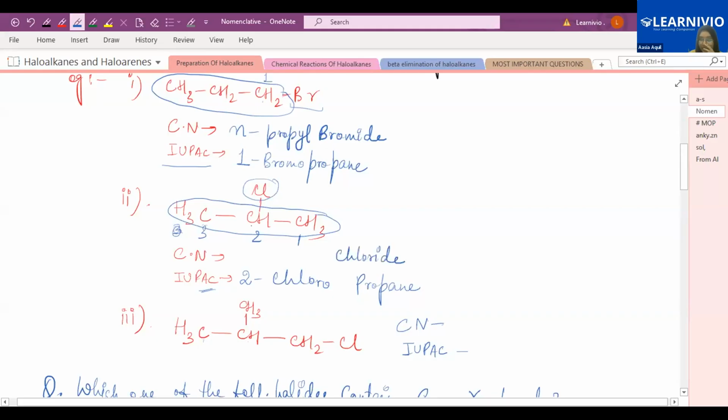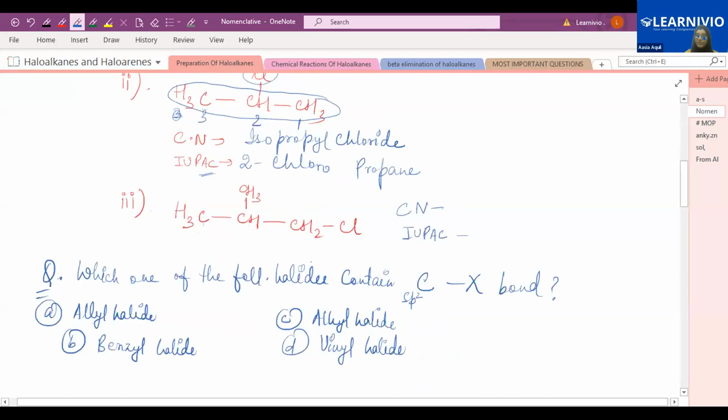And now see, the chlorine is attached to the second carbon position, right? This type of structure is known as iso. This is your iso type of structure, right? So the common name for this has iso. And how many carbons? Propyl, so isopropyl chloride, isopropyl chloride. Now the third one, just try to name the third compound.